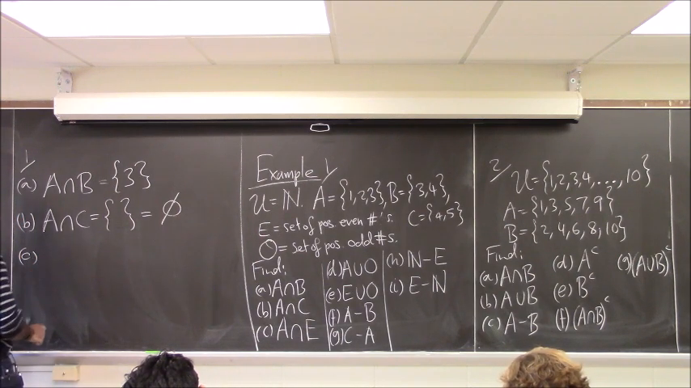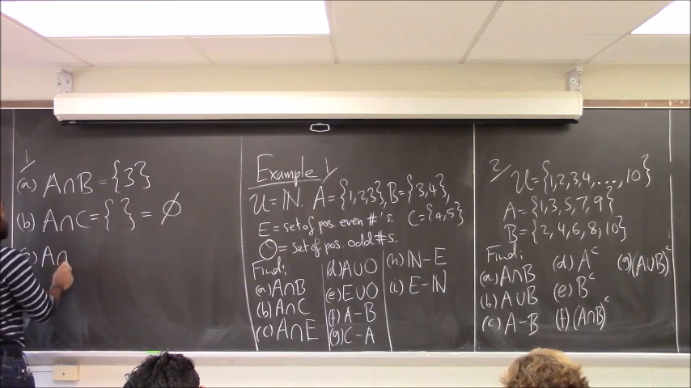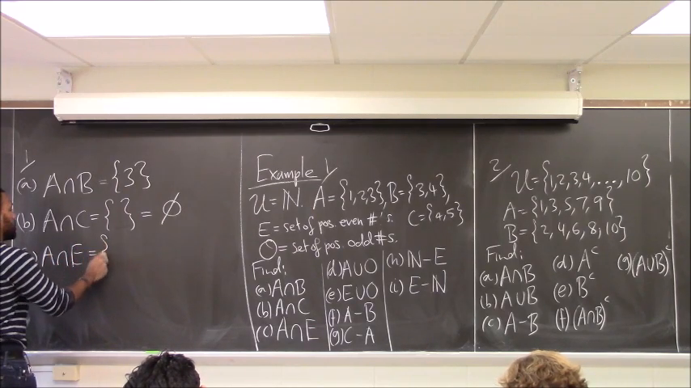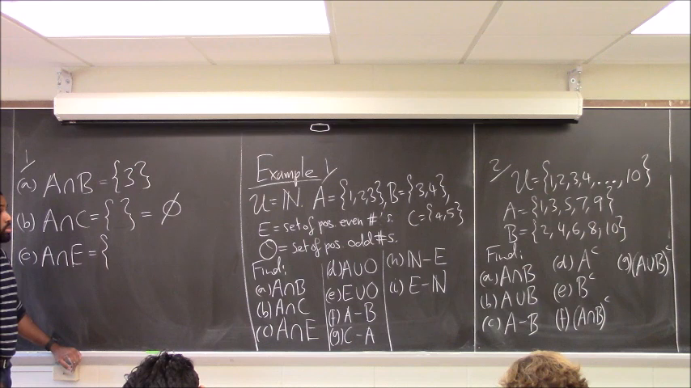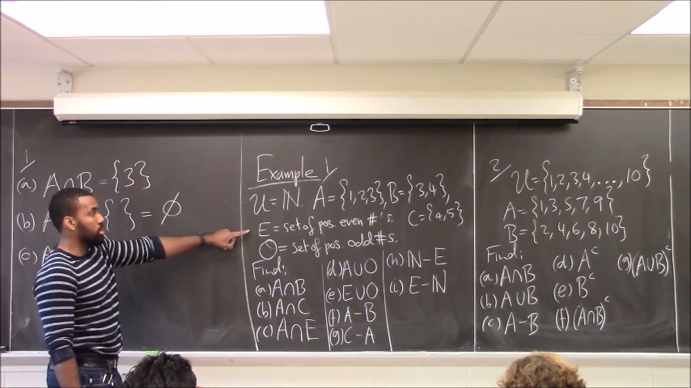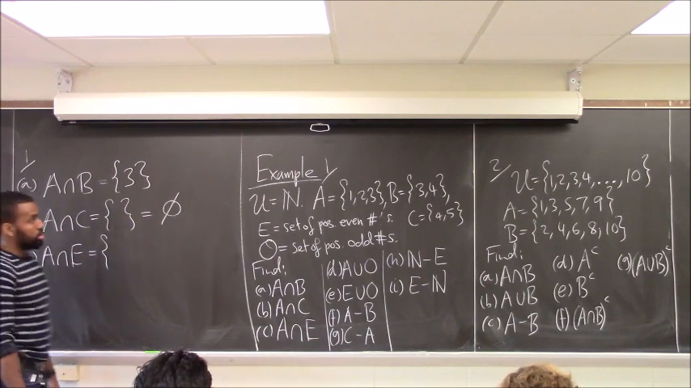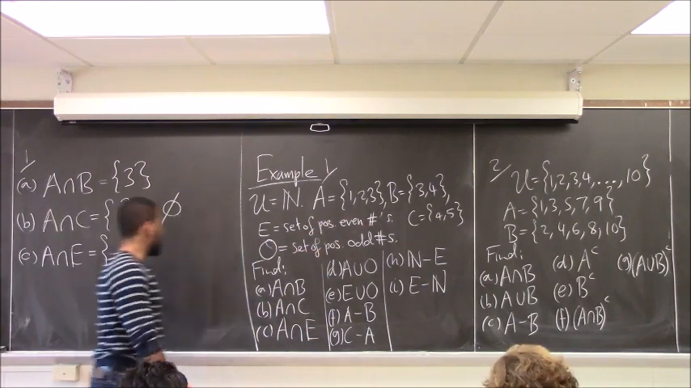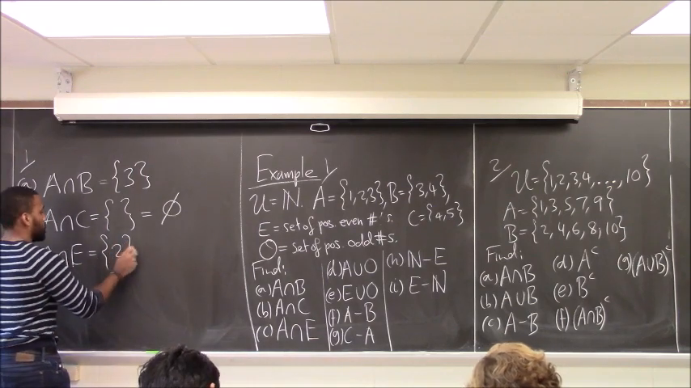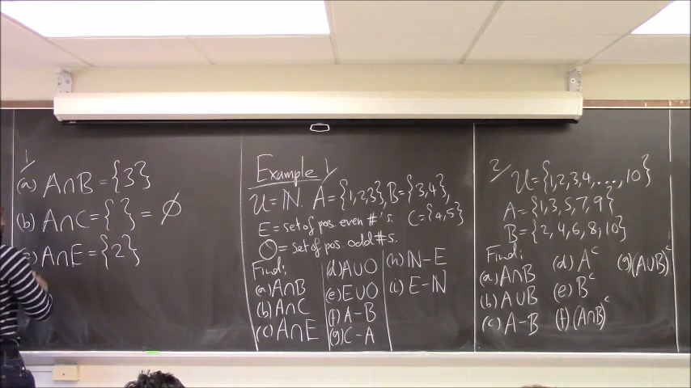C. A intersect E. Set contains 2. So E is the set of all positive even numbers. Remember, that's 2, 4, 6, 8, 10, going on forever. 1 and 3 are not even, so 2 is the intersection here. D.